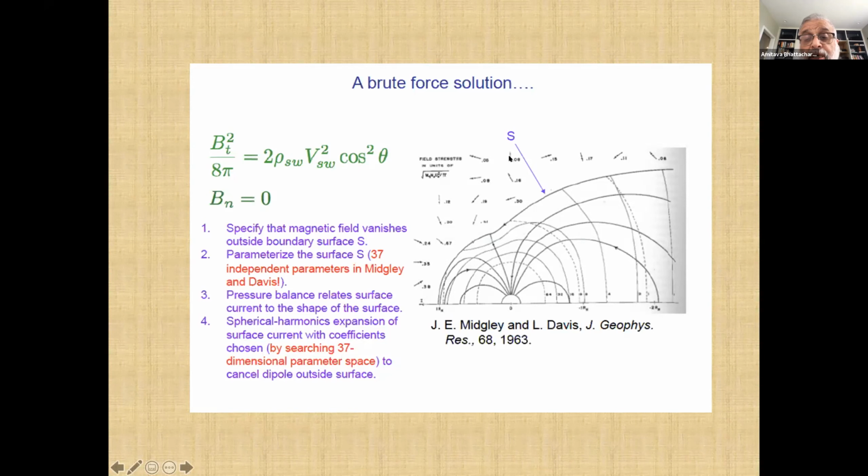By so doing, they implement actually the Chapman-Ferraro program, where you actually have a curved magnetospheric boundary where B_n is 0, where there is current that resides. Inside is dipole fields. Outside there is no field, only the solar wind.